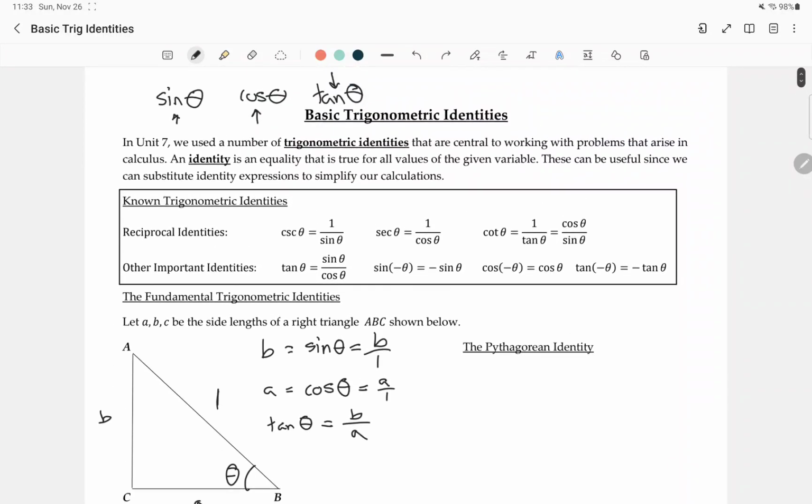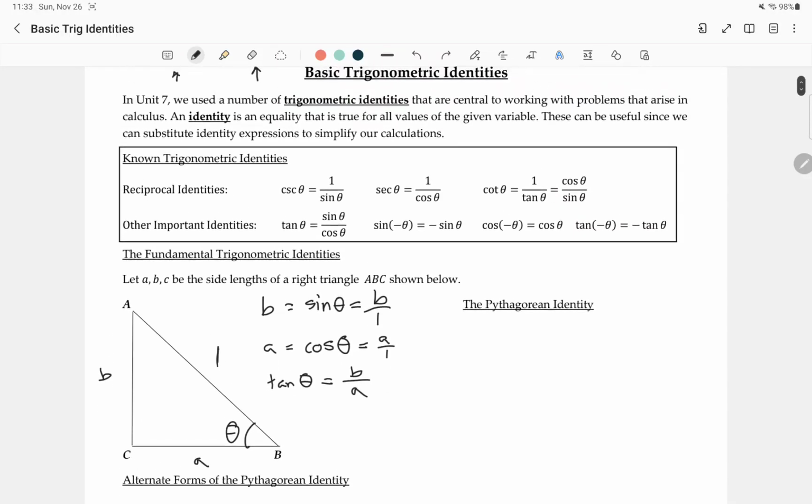Anyway, from there, here are some definitions. So we're going to define cosecant as 1 over sine theta. So it's just the reciprocal of sine. Secant is the reciprocal of cosine, and cotangent is the reciprocal of tangent. And those are just ones you need to memorize, and that's how they are defined.